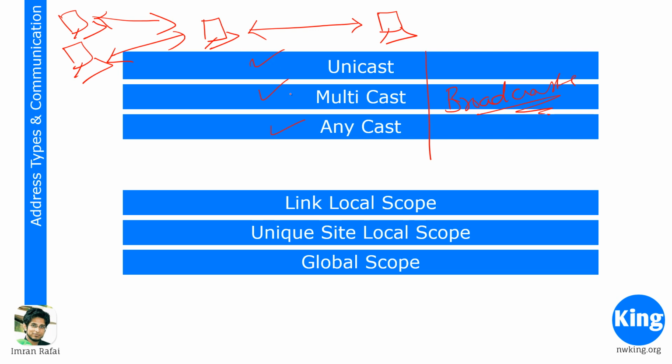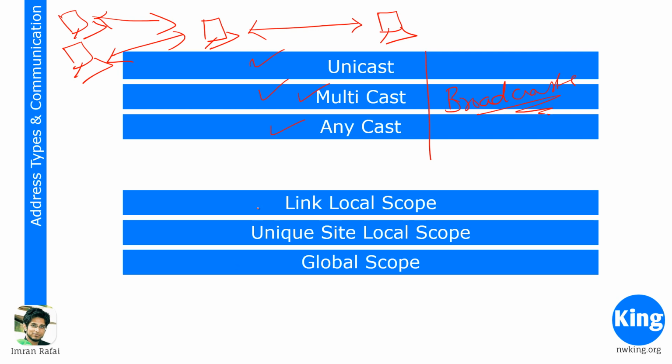Multicast in IPv6 would do almost everything that broadcast did, but in a much more efficient way. Broadcast as such is not there, but multicast would do everything that broadcast did. Types of addresses: you have three types: link local, unique site local, and global scope.